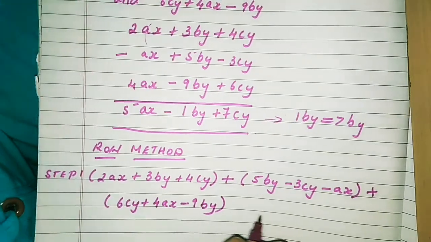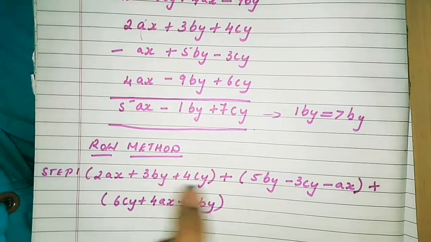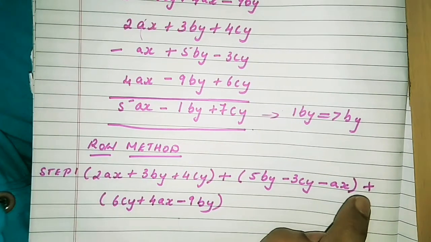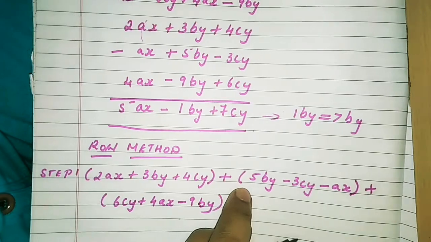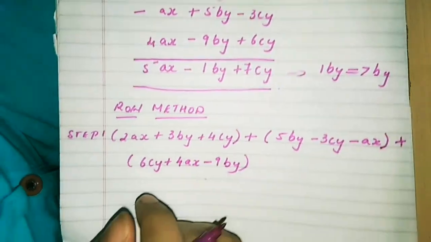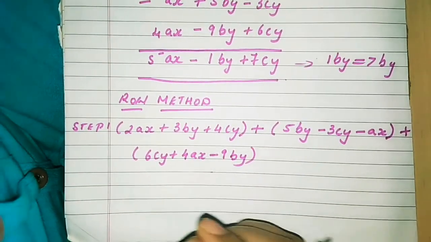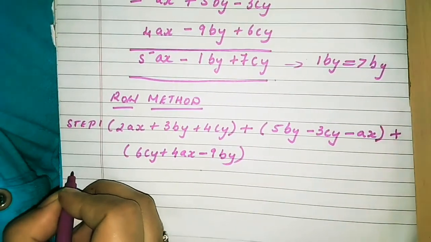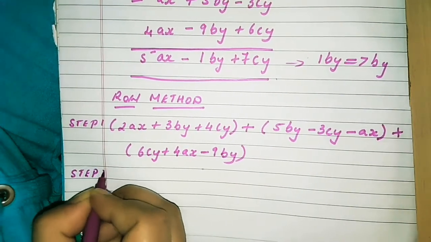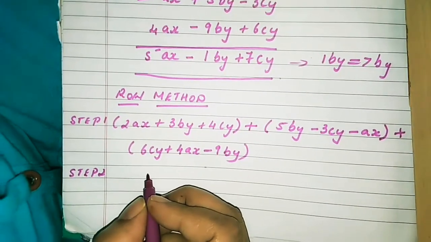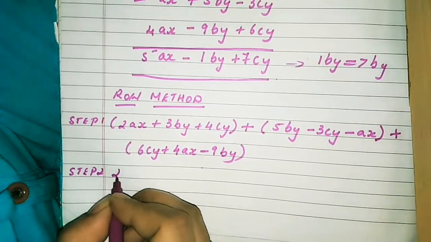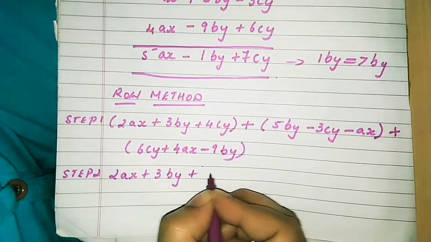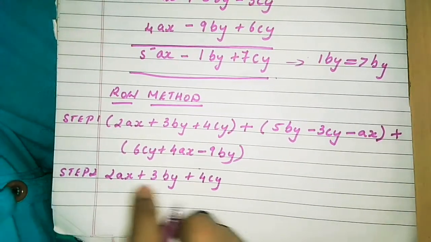So step 1 was we have written all the same expressions inside the brackets, and we've inserted a plus sign in between the consecutive brackets. Now the step 2 is we are going to remove the brackets without changing the signs of the terms. So I'm going to write it as it is. So 2ax plus 3by plus 4cy.